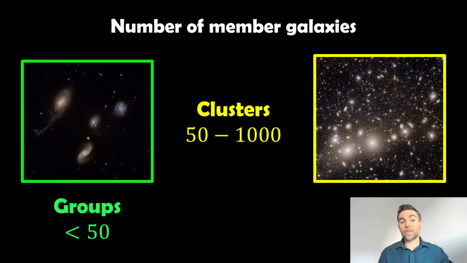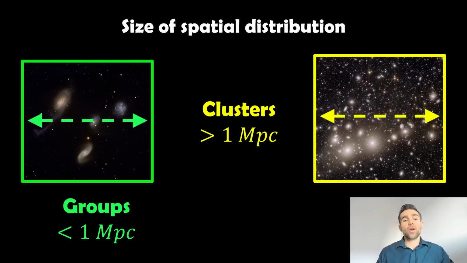So on the left-hand side, we've got a group there. There's actually 4 dominant galaxies there. And on the other one, we've got quite a significant cluster of galaxies instead, which has got a lot more member galaxies in. We can then use the spatial distribution as well.